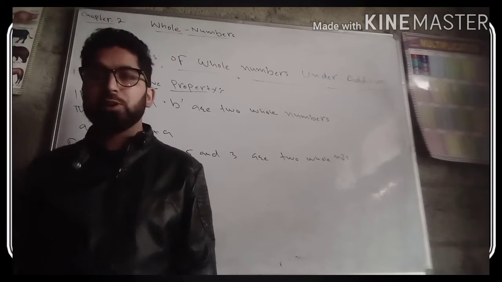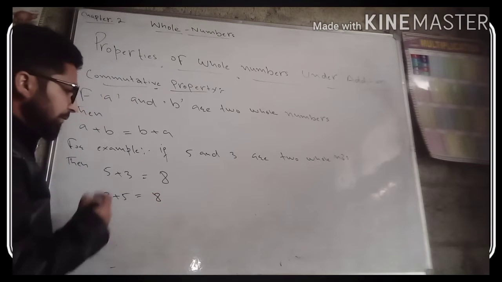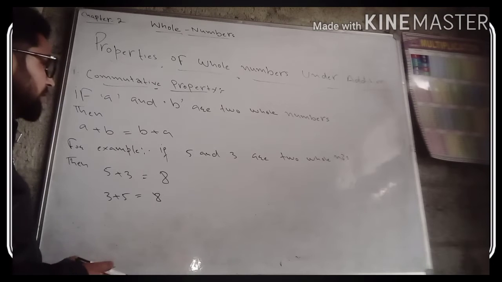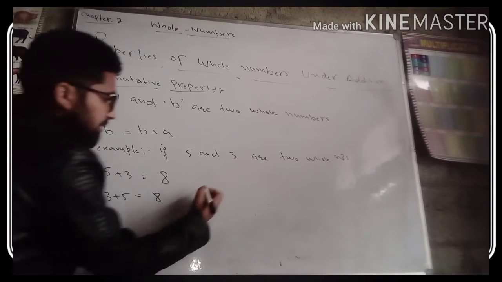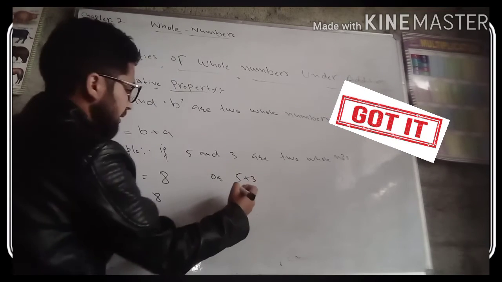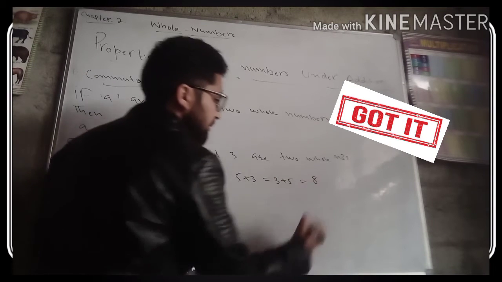ठीक है ना? Commutative property of whole numbers is valid under addition. So here we will get the same result. If we add 5 plus 3, that's called 8. If we add 3 plus 5, that's called 8. So we can say a plus b equal to b plus a. और हम इस तरह भी लिख सकते हैं, 5 plus 3 equal to 3 plus 5, that's called 8.